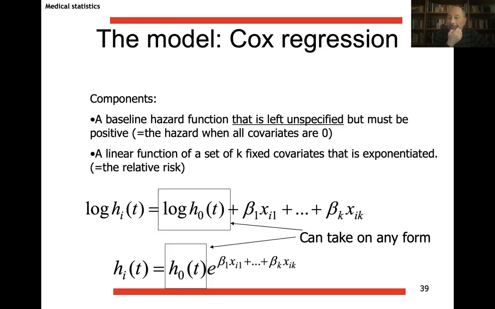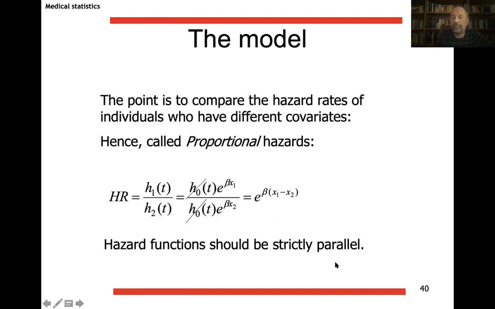So the model is given by this Cox regression formula. The baseline hazard function, which is left unspecified, must be positive. And the linear function of a set of k fixed covariates is exponentiated. So the idea of the Cox regression is that it's a logarithm expansion. Let's say the logarithm of h(t) is the logarithm of the baseline plus beta 1 xi 1 plus beta k xi k, which of course can be written in exponential form here.